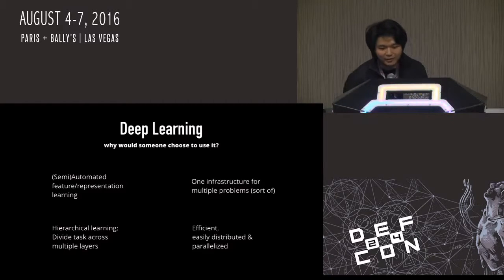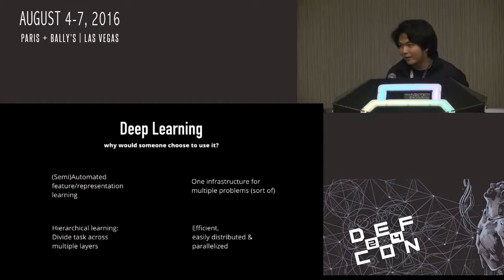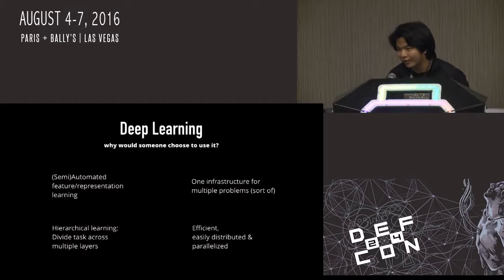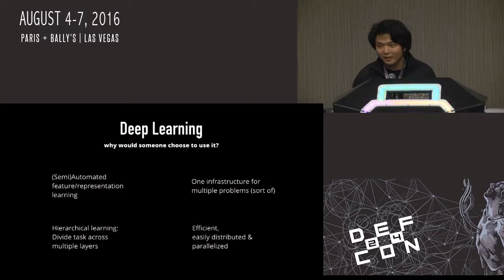The last two points are perhaps more relevant today, where there's so much data to deal with. Deep learning allows you to do hierarchical learning. So you can split up the task of learning across different layers, and we'll see an example of that later. So for example, you have more shallow layers learning vastly different things from the deeper layers, and you can extract out the outputs of each intermediate layer to exactly find the thing that you're looking for.